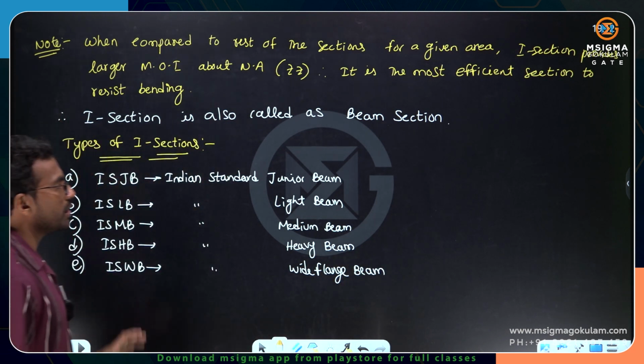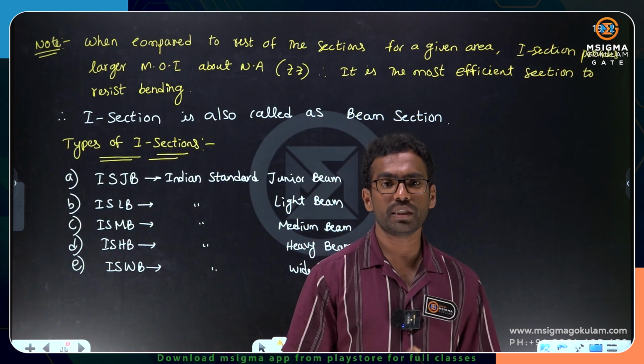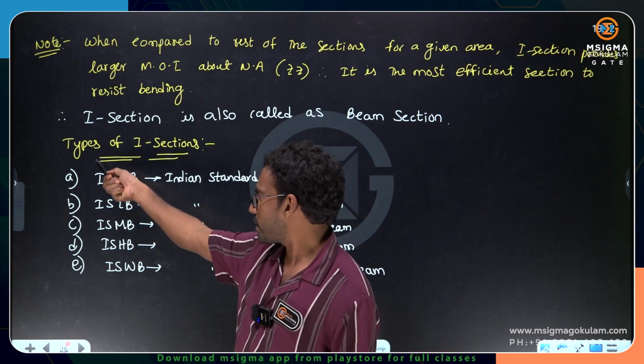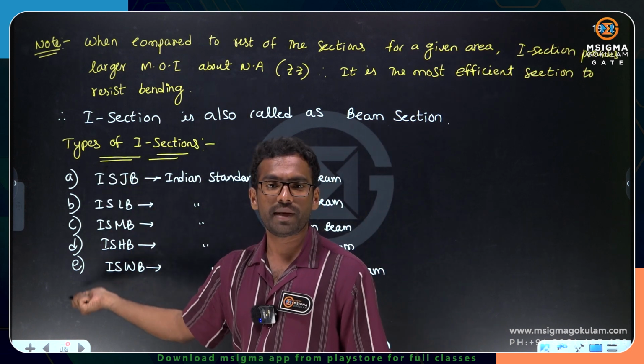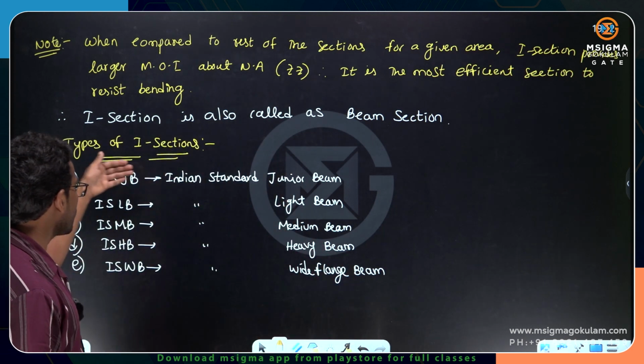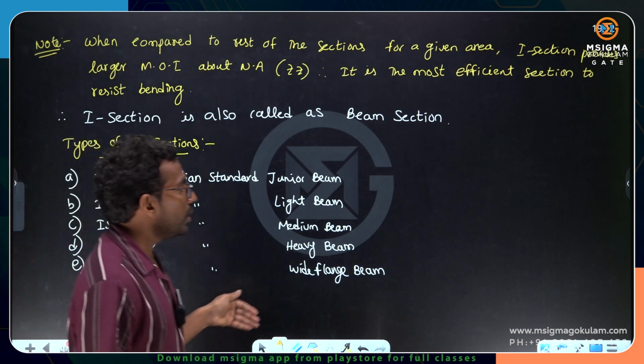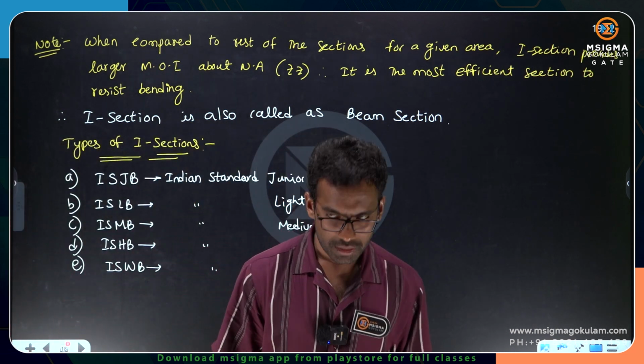One of the questions asked in the GATE exam was, beam sections are classified into what? What is the correct answer? Beam sections are classified into 5 types. Please understand that. What are those? Junior beam, light beam, medium beam, heavy beam, wide flange beam. Now coming to the practical applications.